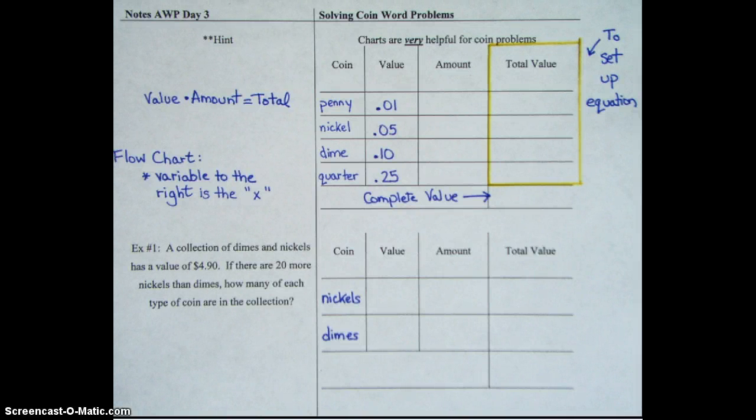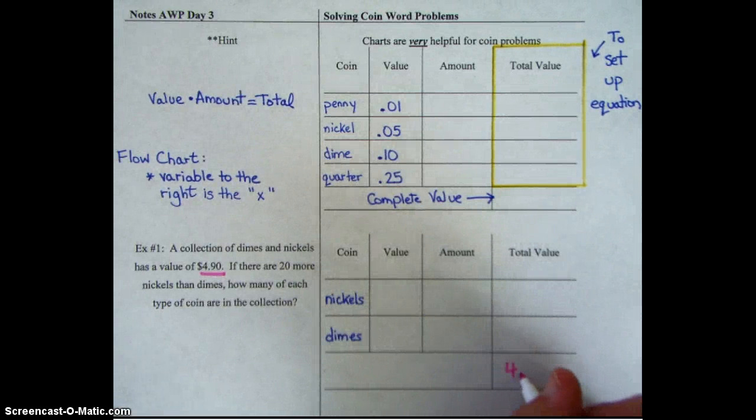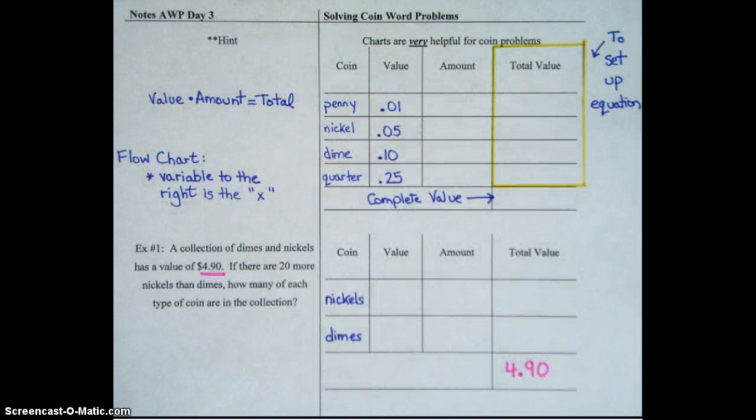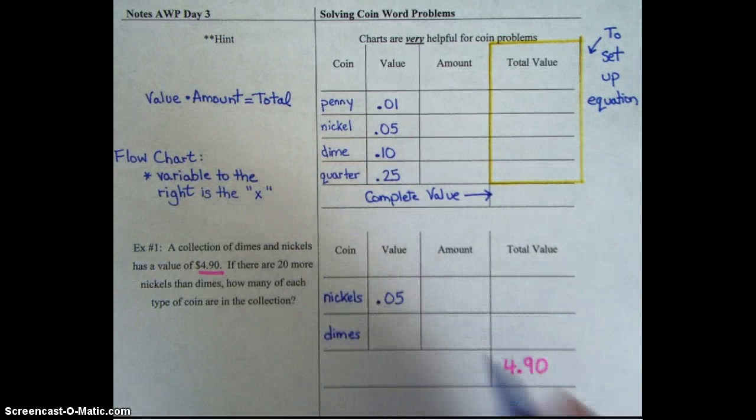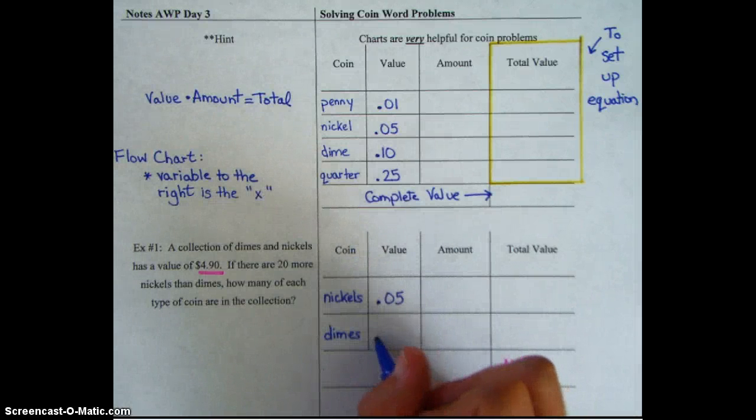Let's take a look at example number 1. It says a collection of dimes and nickels has a value of $4.90. That $4.90 is your complete value inside your piggy bank. That's going to go down in the bottom, $4.90. As soon as you read that first sentence, though, you can go ahead and start filling out your chart because you know a nickel has a value of 0.05 and you know a dime has a value of 0.10.